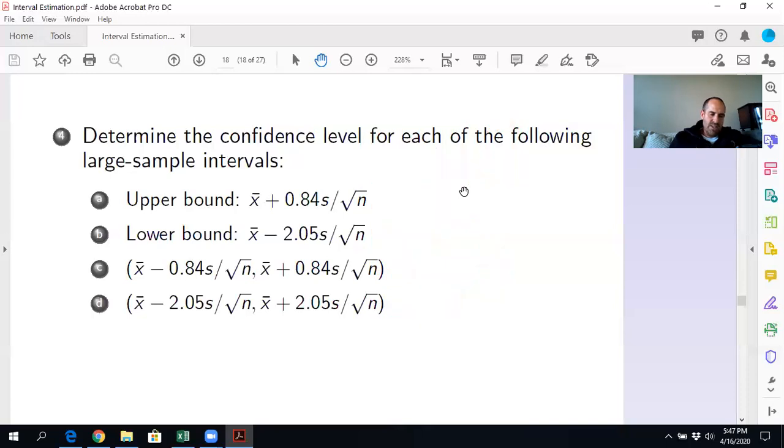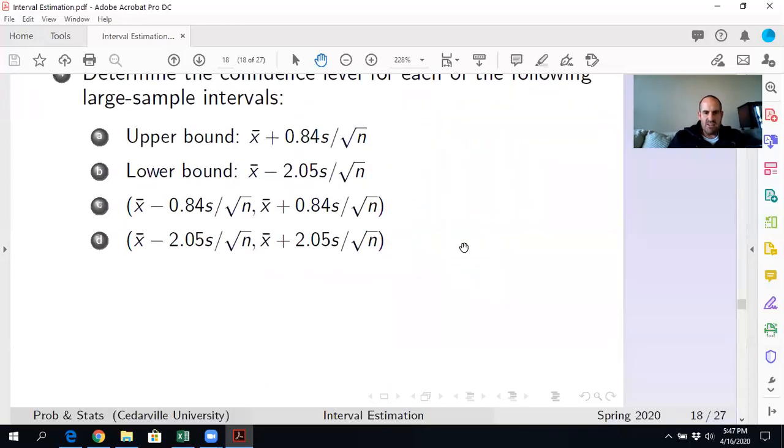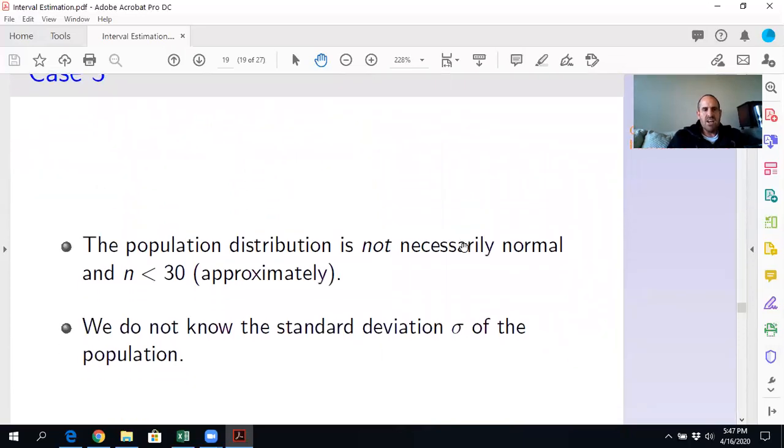Whew. That's a lot of jostling around with this thing, but it's important to be able to flip through these things. I'm going to stop right there. Next time we're going to utilize the t distribution, and the t distribution comes up in the very last case.